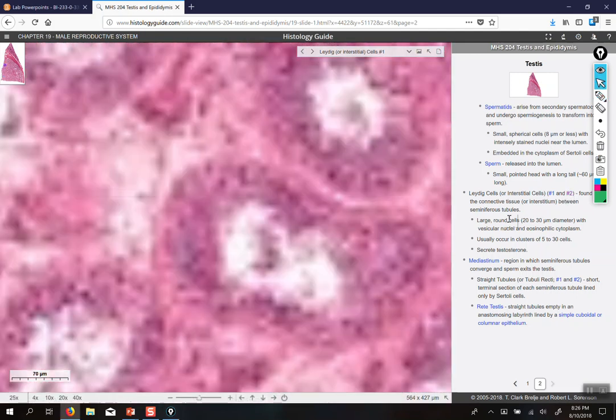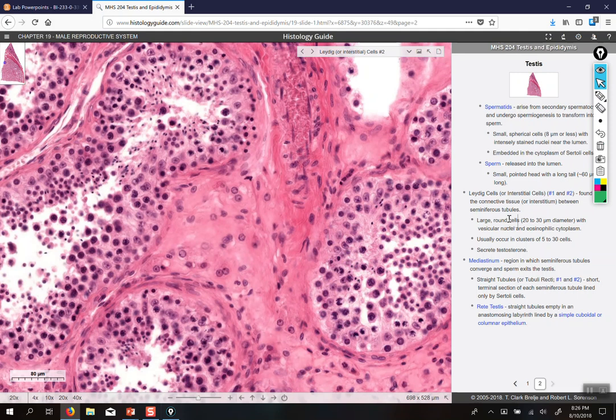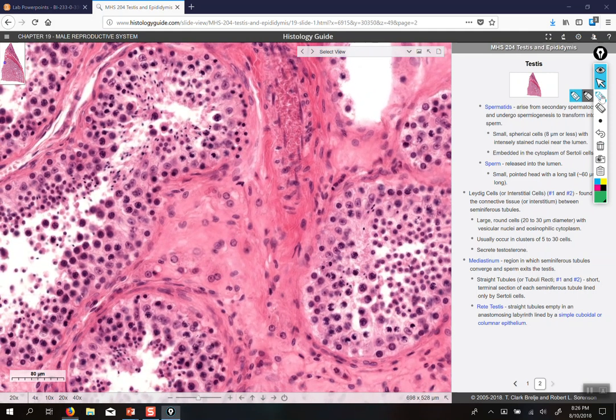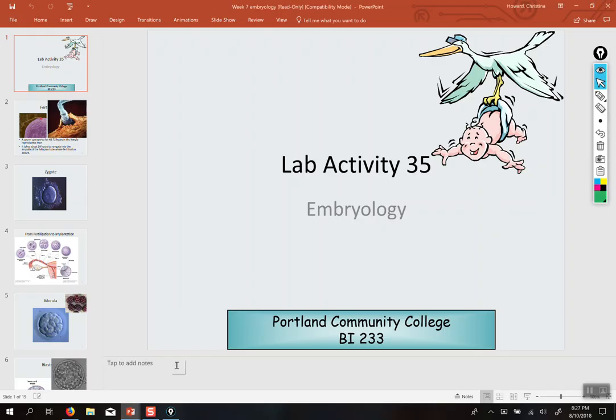So let's delete all that and go see population of Leydig cells number 2. Yes, so here's some as well. Okay. The other task at hand, and this is a long lecture, I apologize, there's a lot going on in here, but we also have to talk about, of course, embryology. So let me go back to my PowerPoints, and we will start embryology.